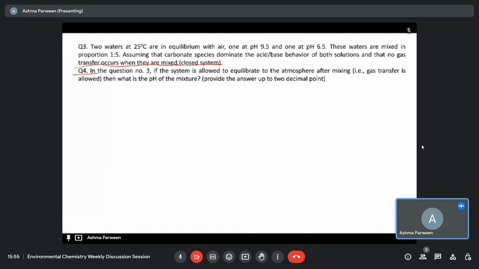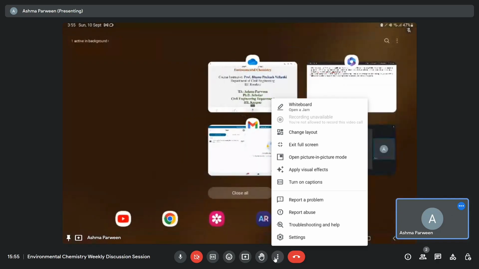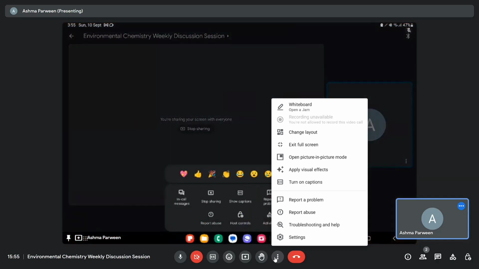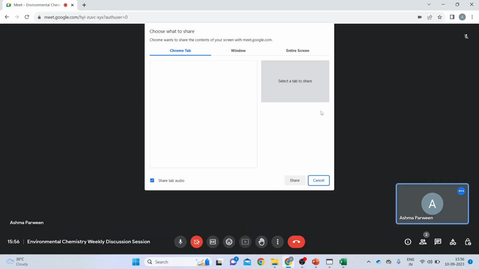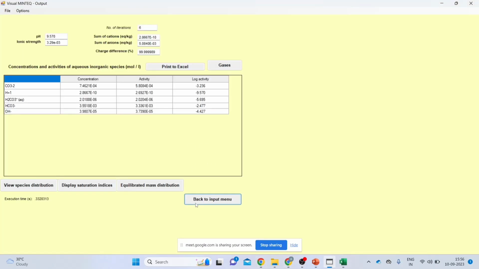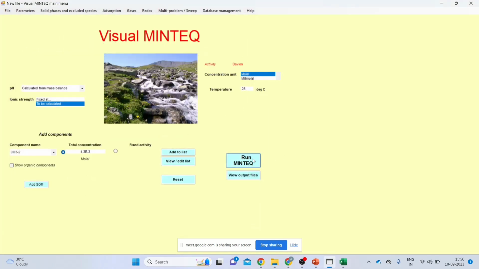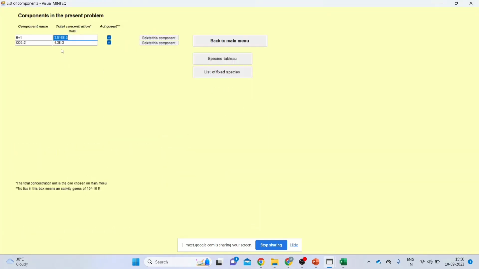We have already calculated the total carbonate and total H concentration of the mixed solution. So let's go back. We will go to the main menu. We will add the gases. It is open to the atmosphere, and partial pressure is not mentioned, so we will use the partial pressure of the atmosphere. We will add it. Yes. Now we will simply run MINTEQ, because we have already added H plus and carbonate.